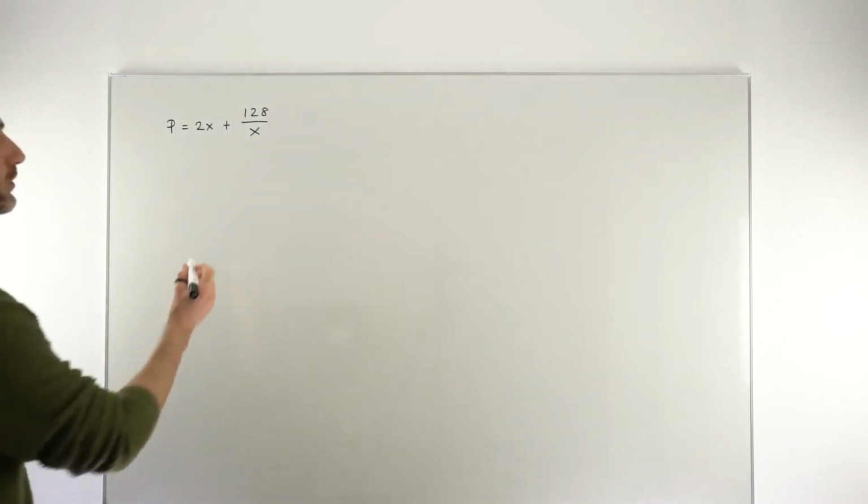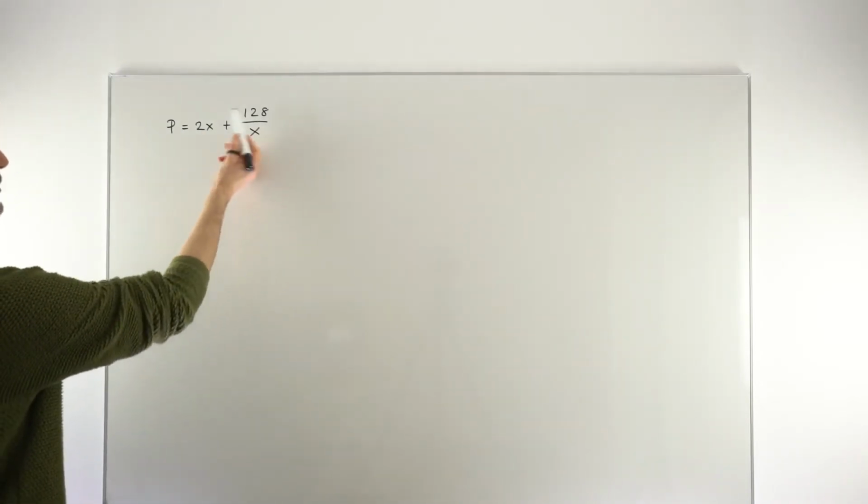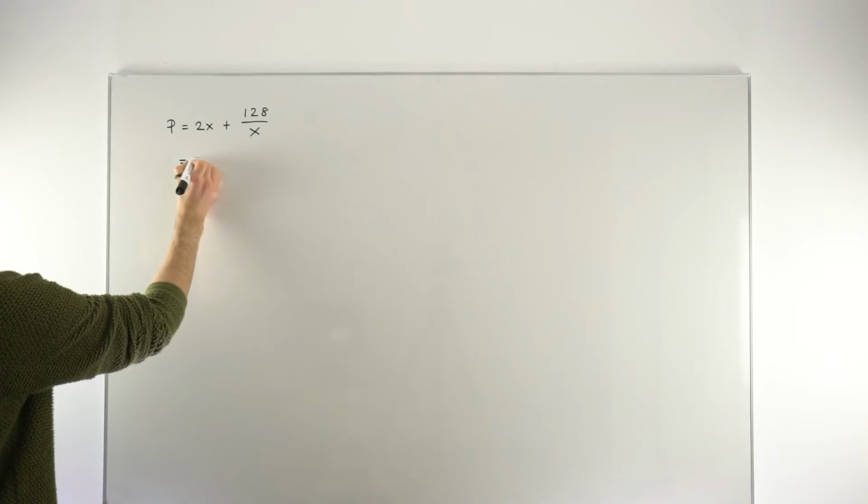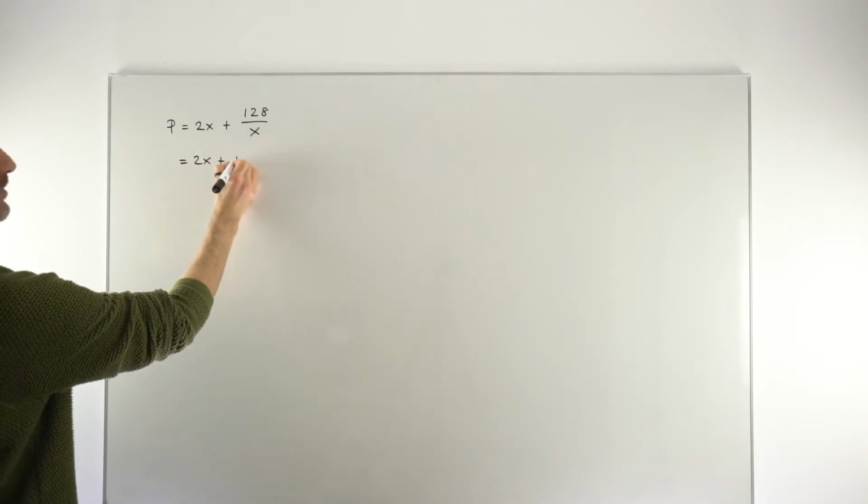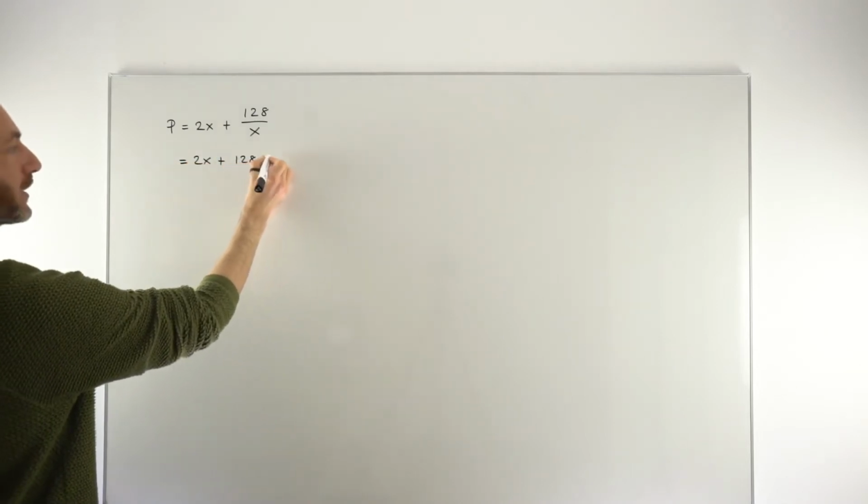So we're just going to start by differentiating it. Notice it's not in a differentiable form, so we'll need to adjust that second term to make it 128x to the minus 1.